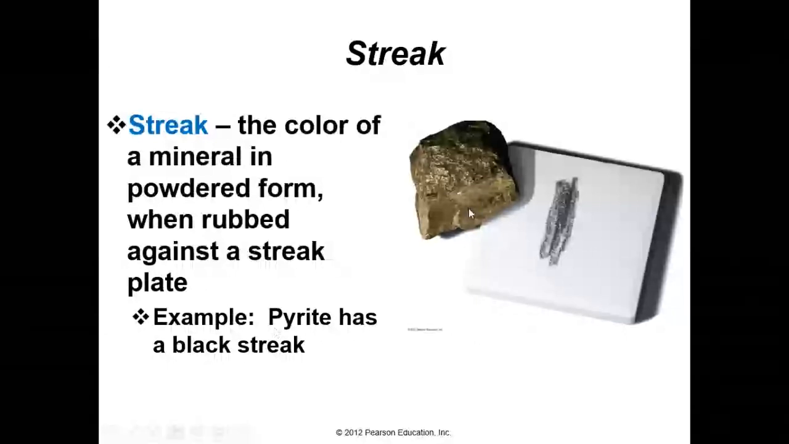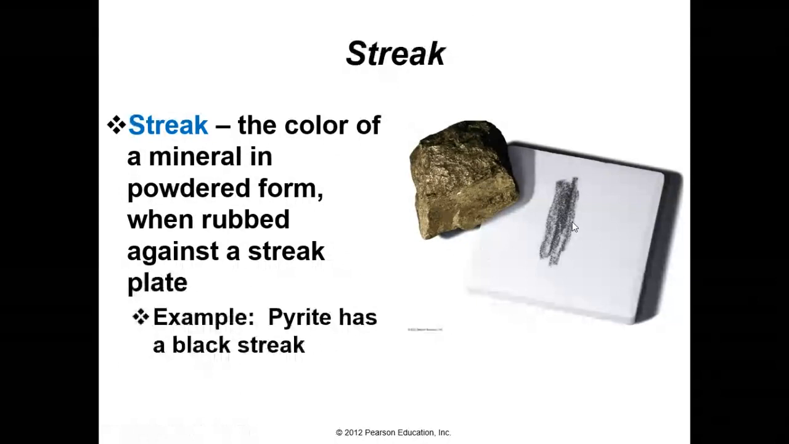Okay, streak. This is when you take a white ceramic plate, and you take the mineral itself and you just rub it across that plate, the streak plate. What will happen is most often you'll see a colored streak, and what that means is that as you're rubbing the mineral against that hard streak plate, it's breaking off little tiny pieces of that mineral and leaving them behind in the form of the streak.